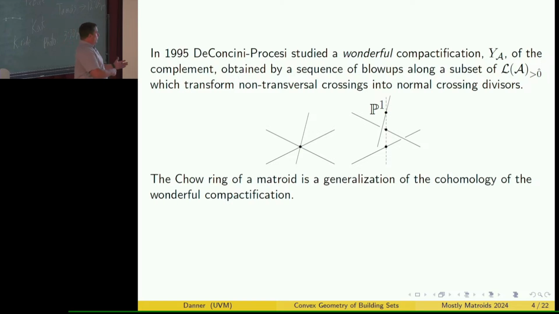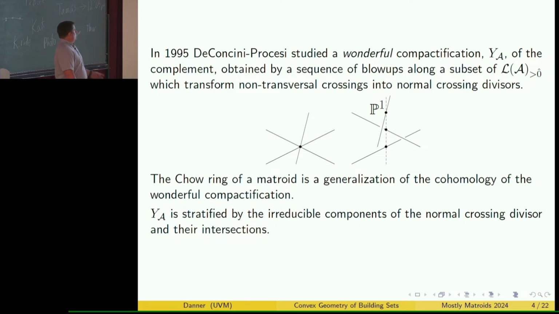This is kind of a remark. Why are we interested as combinatorialists in something like this? Well, for one, the Chow ring of the matroid generalizes the cohomology of the wonderful compactification, which has been made very popular recently. The wonderful compactification is stratified by the irreducible components of the normal crossing divisor and their intersections.